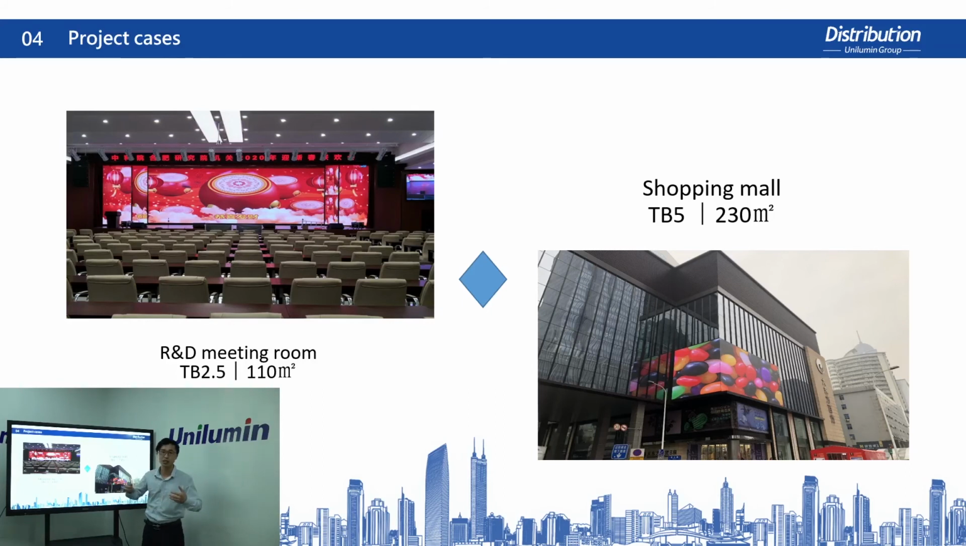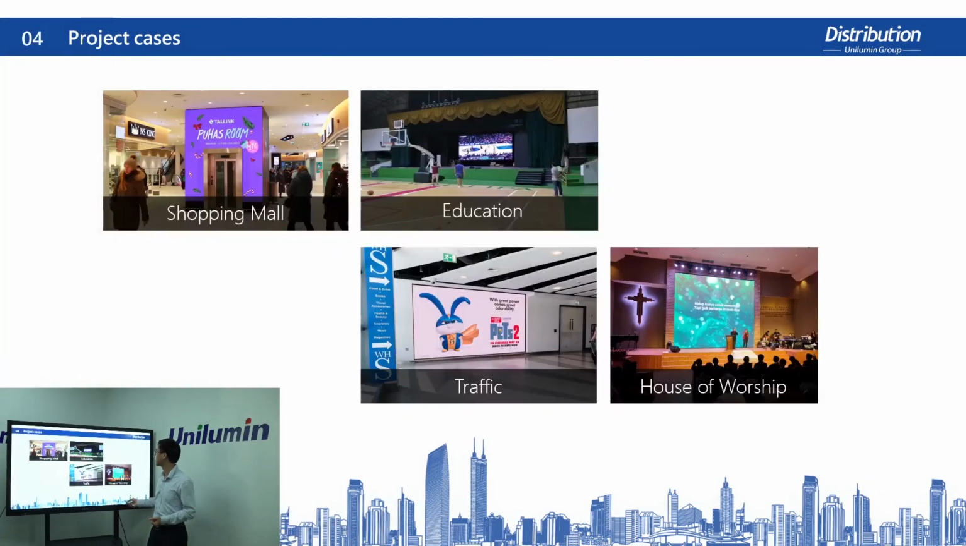At the same price, if you buy the Unilumin product, you get better quality and better resolution. Why not choose Unilumin, right? Here are some shops for shopping malls, education, and some traffic. And here is about the house of worship. This is a new application, and it is helping a lot of worship houses better organize their activities. Some of them organize a lot of activities, like donations, meetings, and everything. This screen is better for them.